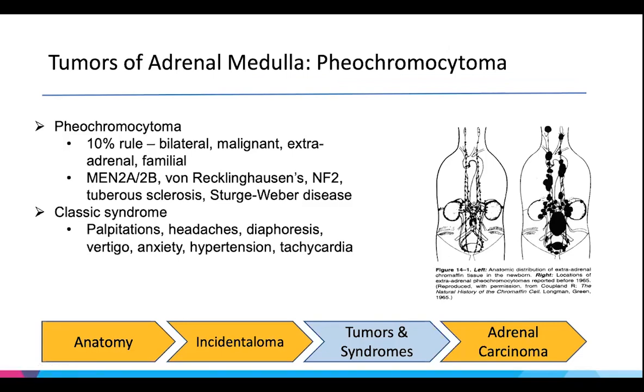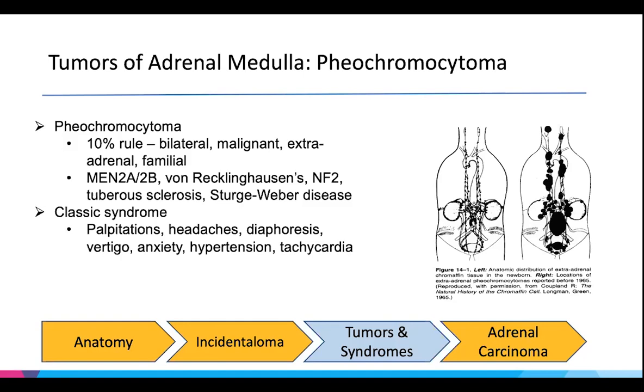So I think we all have probably heard before the 10% rule with pheochromocytomas, and we might have even heard it last week from Dr. Pleats when he was giving his presentation. 10% are bilateral, 10% are malignant, 10% are extra adrenal, and 10% are familial.